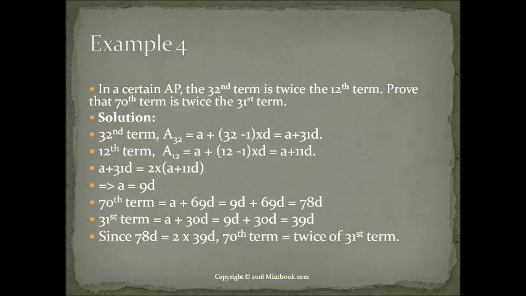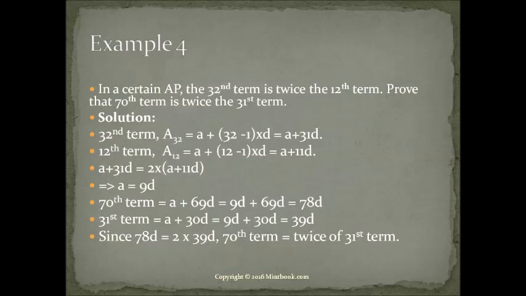Now we can simplify this and we will get a relationship between A and D. On simplification, you will get A is equal to 9D. Now this relationship has been obtained by the condition already given in the question. We will use this to prove another condition which is there in the question for us to prove. Now the other two terms between which we have to prove a relationship are the 70th term and the 31st term. Let's not waste time and go ahead and find out what those terms are.